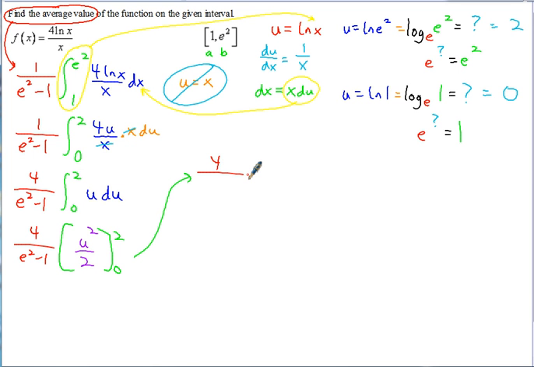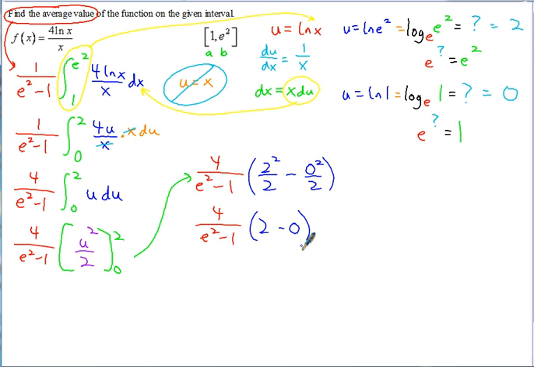So 4 over e squared minus 1. Then substitute in the upper limit, 2, which gives you 2 squared over 2, minus the lower limit, 0 squared over 2. I guess we also could have pulled out the 1/2 first if you wanted to. But we get 4 over e squared minus 1. 2 squared is 4, divided by 2 is 2; 0 squared is 0, divided by 2 is 0. So you end up with 2 times 4 over e squared minus 1, which gives you 8 over e squared minus 1. That is your average value.